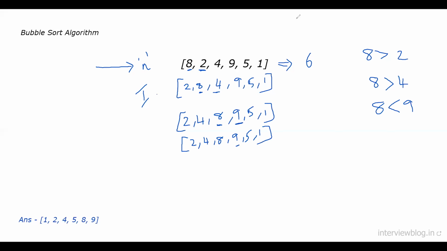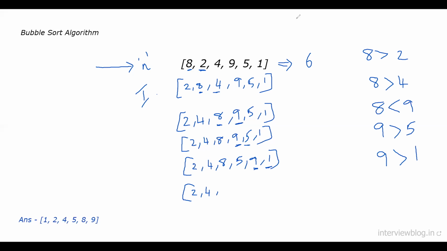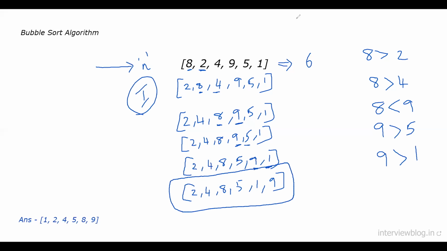Now I'll be comparing 9 and this 5. So while comparing 9 and 5, I can find that 9 is greater than 5. Hence, we should perform a swap here. And now my input array would be 2, 4, 8, 5, 9, 1. Now I'll be comparing 9 with this 1. And we can find that 9 is greater than 1. So our input array would be 2, 4, 8, 5, 1, 9. So after the first traversal, our input array would be 2, 4, 8, 5, 1, 9.